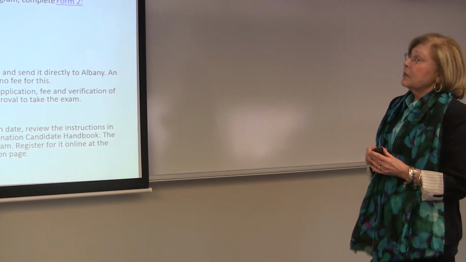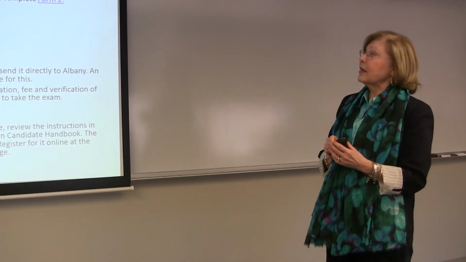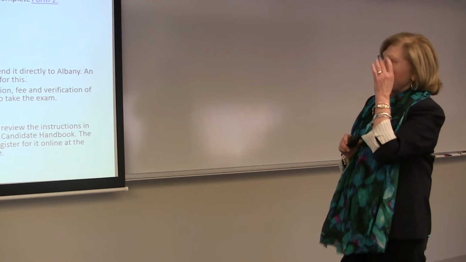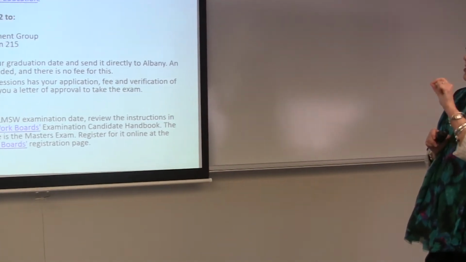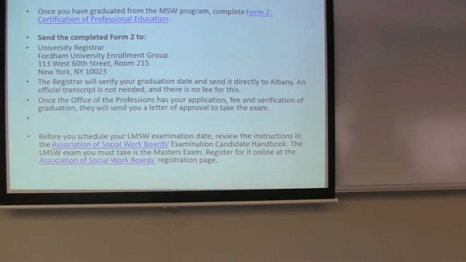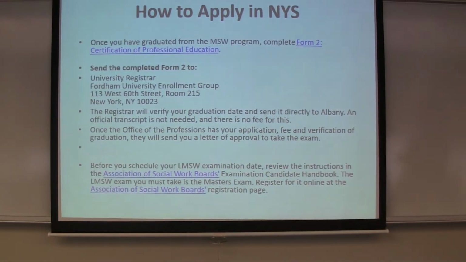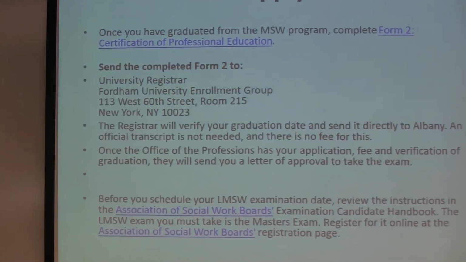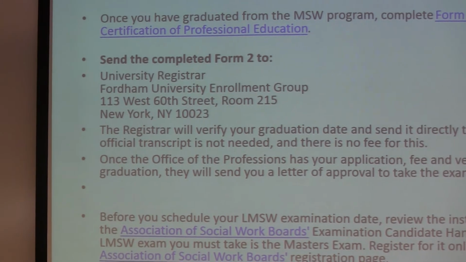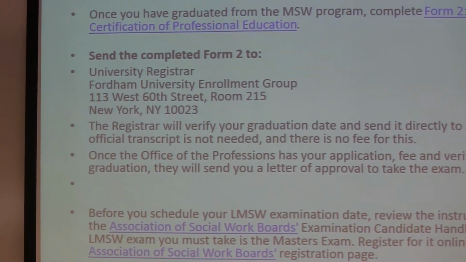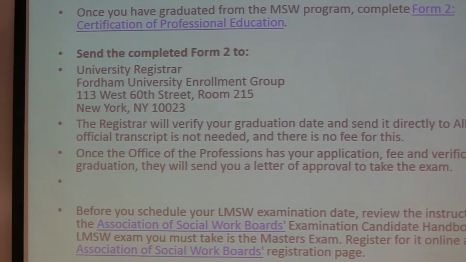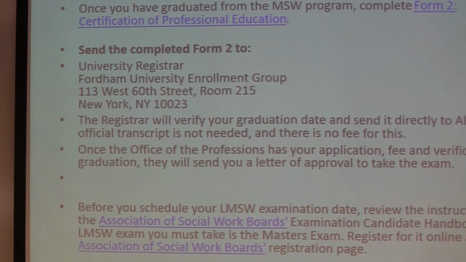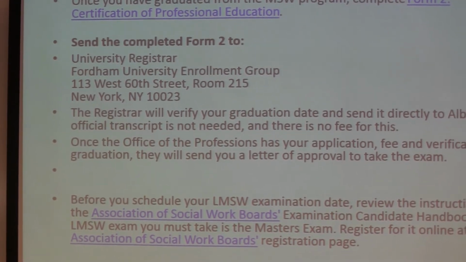So you complete Form 2, and then you're going to send it to the university registrar. And there is the address. The university registrar will then verify that you have in fact completed all the graduation requirements, and they will give your graduation date, and they will send it on directly to Albany for you, to the Office of the Professions. An official transcript is not needed. They just send that you have completed all requirements. There is no fee for this.